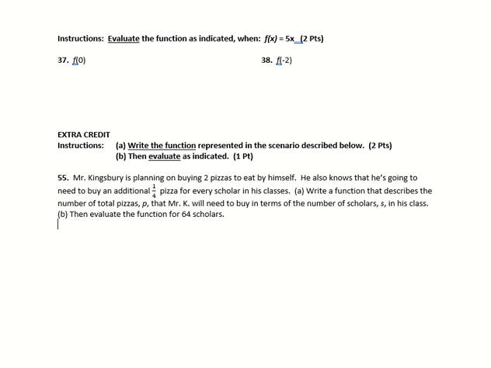Number 55. Mr. Kingsbury is planning on buying 2 pizzas to eat by himself. He also knows that he's going to need to buy an additional 1/4 pizza for every scholar in his classes. A. Write a function that describes the number of total pizzas, P, that Mr. K will need to buy in terms of the number of scholars, S, in his class. B. Then evaluate the function for 64 scholars.